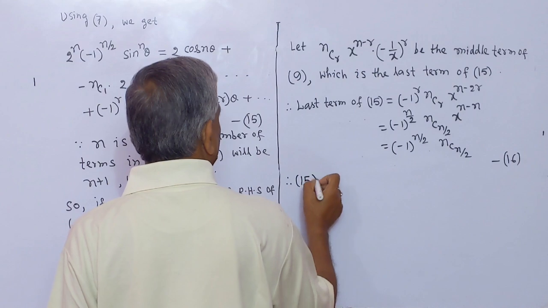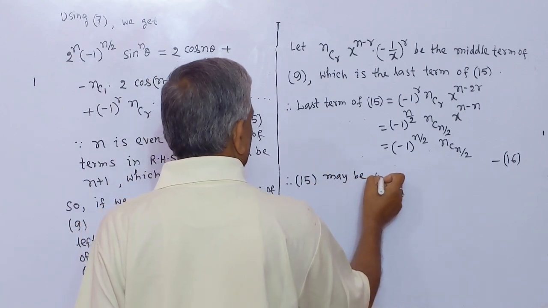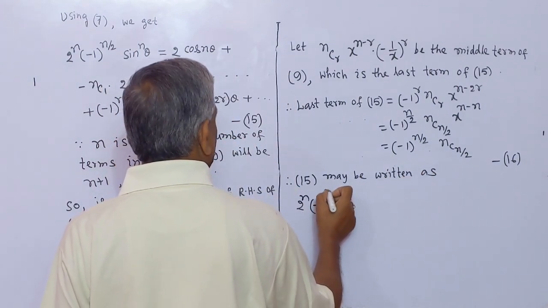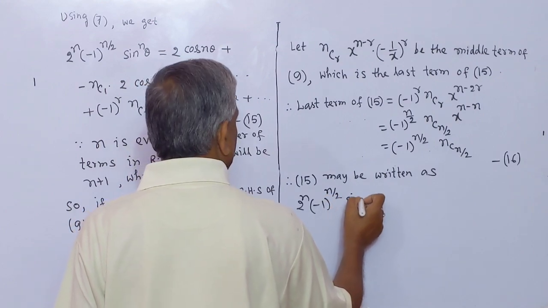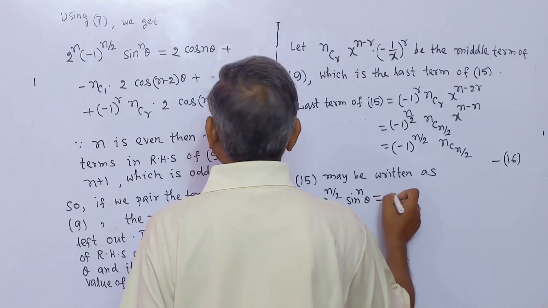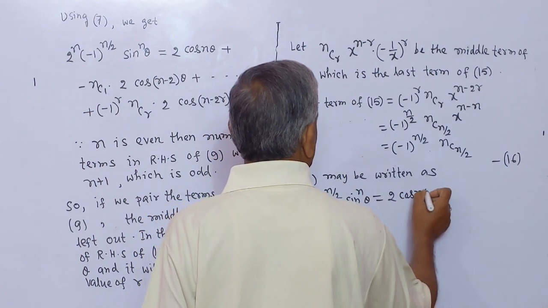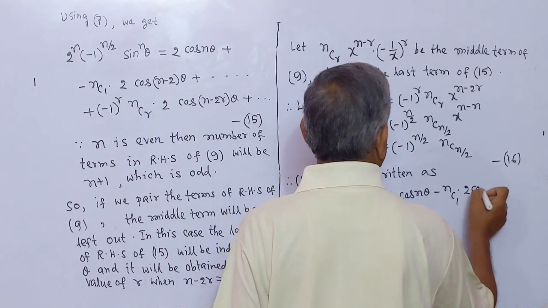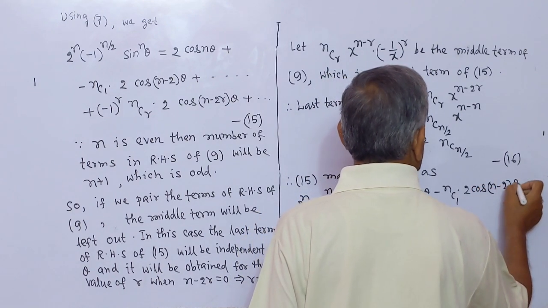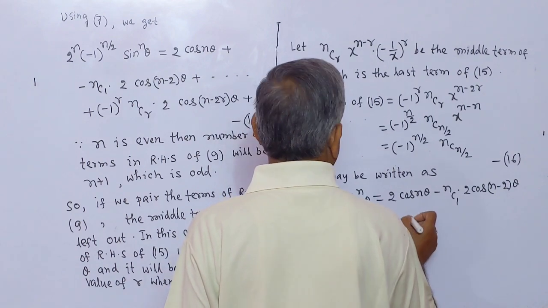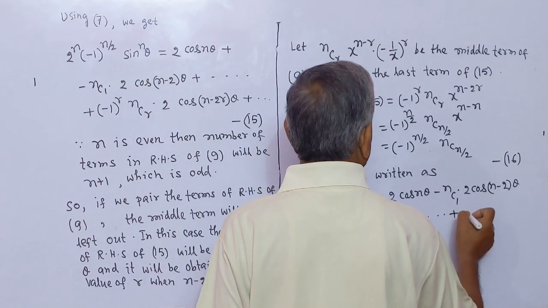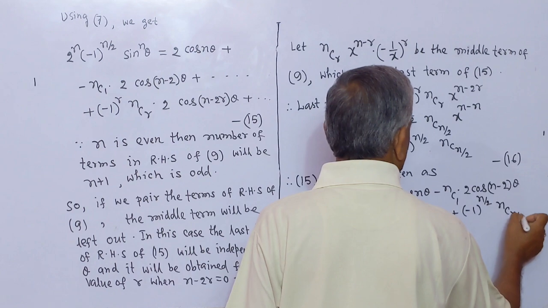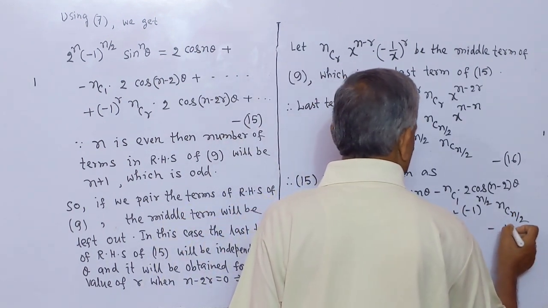Therefore 15 may be written as 2 to the power n (-1) to the power n by 2 sine to the power n theta equal to 2 cos n theta minus nC1 multiplied by 2 cos (n minus 2) theta plus dot dot dot plus dot dot dot, last term is (-1) to the power n by 2 nC(n by 2). This is number 17.